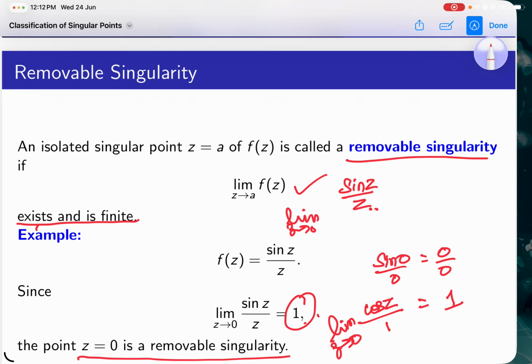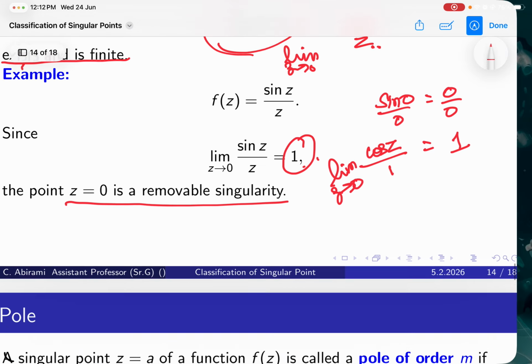So we can find a removable singularity in two different manners. One, if it is possible to expand the given f of z as a Laurent series expansion, and the Laurent series expansion does not contain any negative powers, then I can easily conclude that the given singular point is a removable singularity. In other words, we can use this formula: limit z tends to a f of z exists and it is finite. Then I can easily conclude that it is a removable singularity.